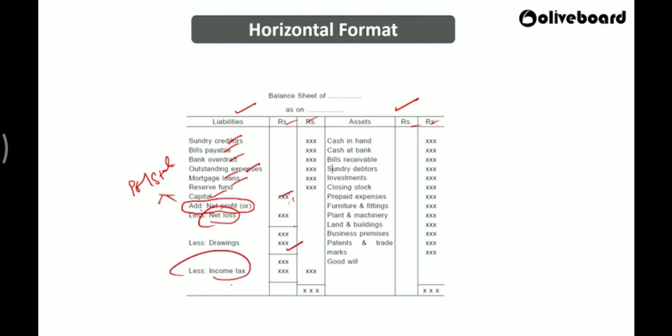This is just an adjusted entry. If you want to pay any taxes, then minus that and you will put the net figure here. This is what capital. Then if you add, you will have a total here.